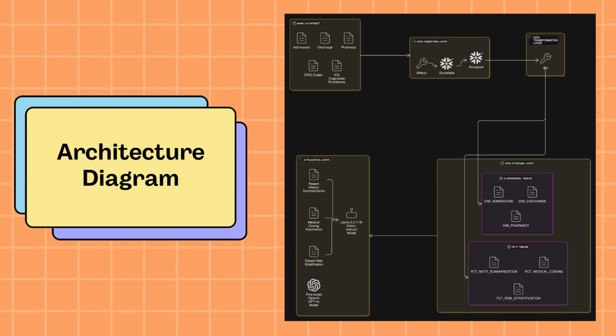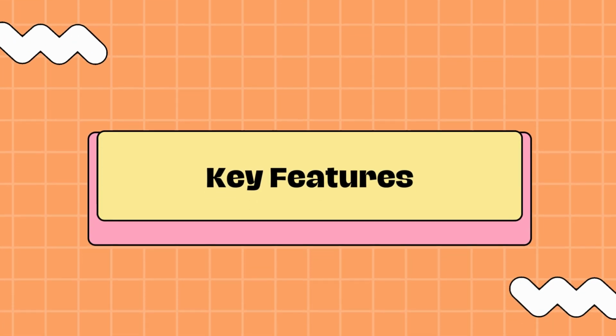Next comes data transformation. With dbt, we clean and standardize data to support analysis and model training. Finally, data is stored in fact and dimension tables, which are organized into optimized schemas for specific applications. This data is stored in Snowflake database. Finally, the application layers. Models such as Llama 3.2 and our own fine-tuned GPT-4o model power patient history summarization, medical coding, and risk stratification. This architecture ensures high performance, scalability, and precision in healthcare analytics.